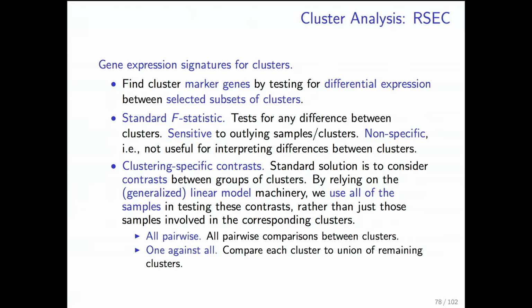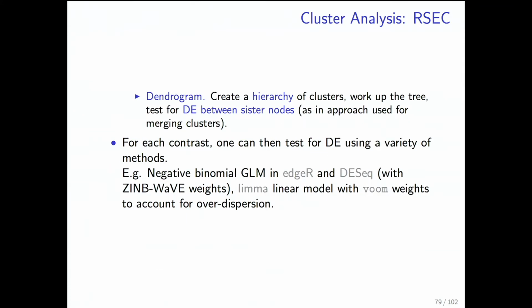So instead, we turn to a very standard approach in statistics, which is to use cluster-specific contrasts. By doing this, we can also rely on the machinery of generalized linear models, where we can use all of the samples to test for cluster-specific contrasts. So it gives us more precision. The types of contrasts we can look at could be all pairwise comparisons between clusters, or just one cluster against all, or something a little bit more clever is to use the hierarchy between the clusters and test for differential expression only between sister nodes. So let me show you some of the results.